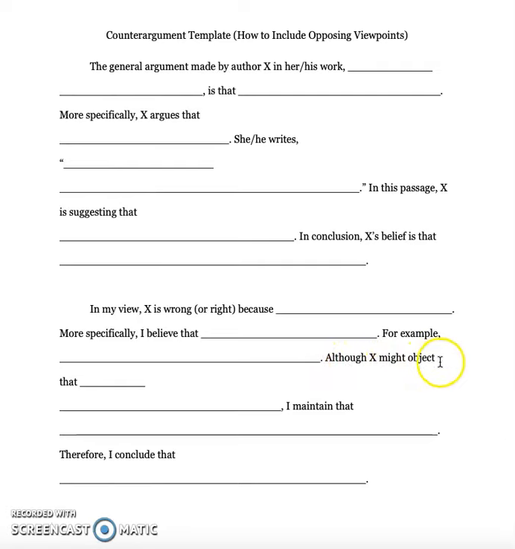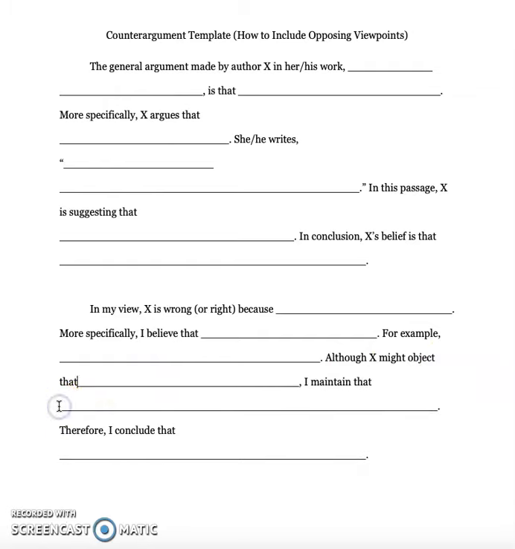Although X might object that, right? They might object to what I'm saying about this. I maintain that, and this is where you reinstate your point of view. Therefore, I conclude that, and it would be something to the effect of, this is not valid reasoning, this isn't nearly as important as the matter of keeping the ozone clean or protecting the ozone, or whatever it is that you're writing about.